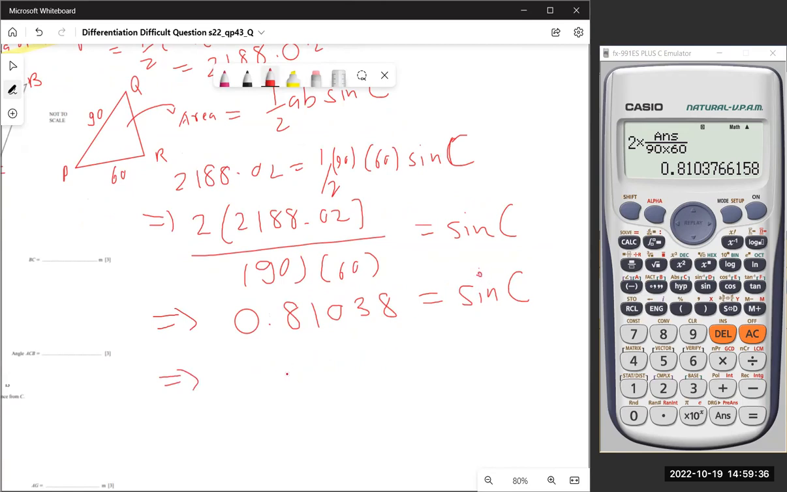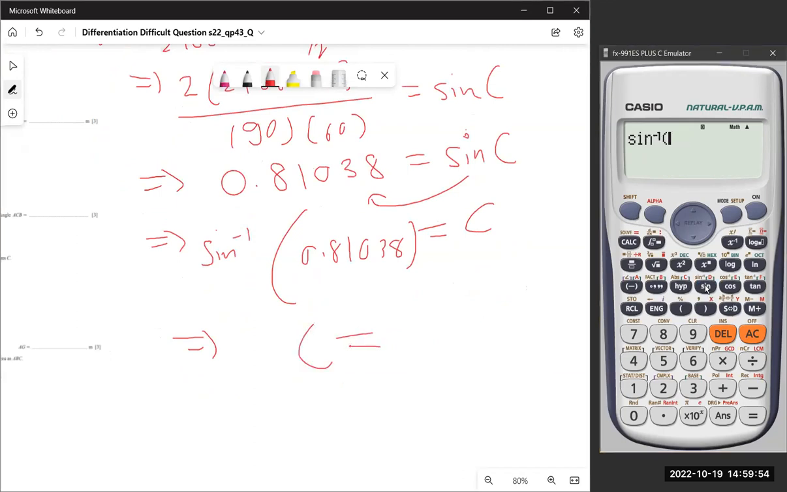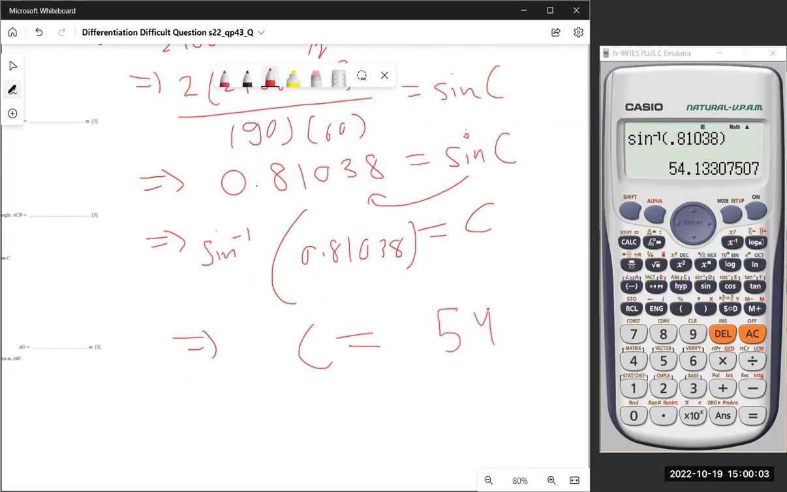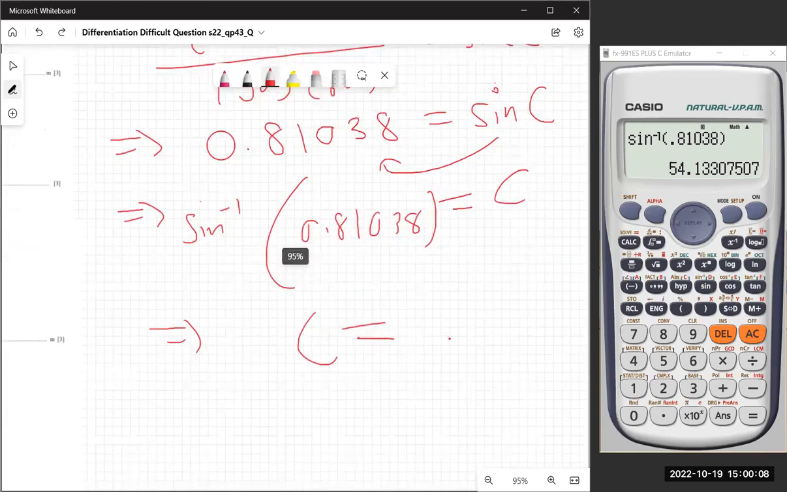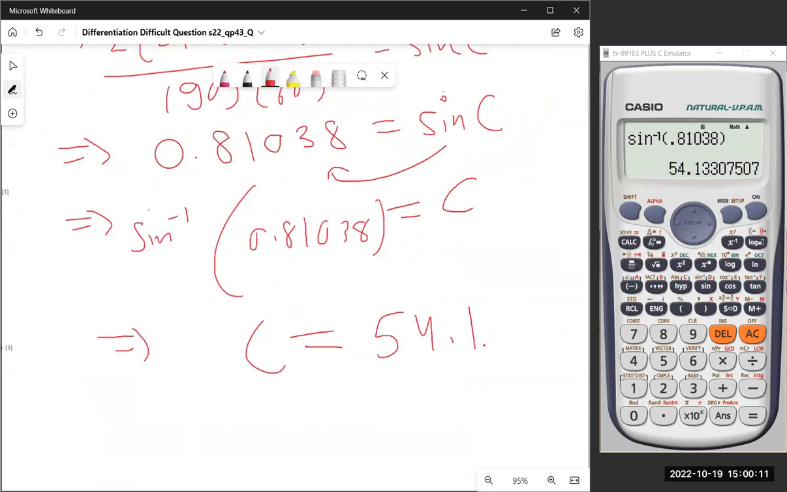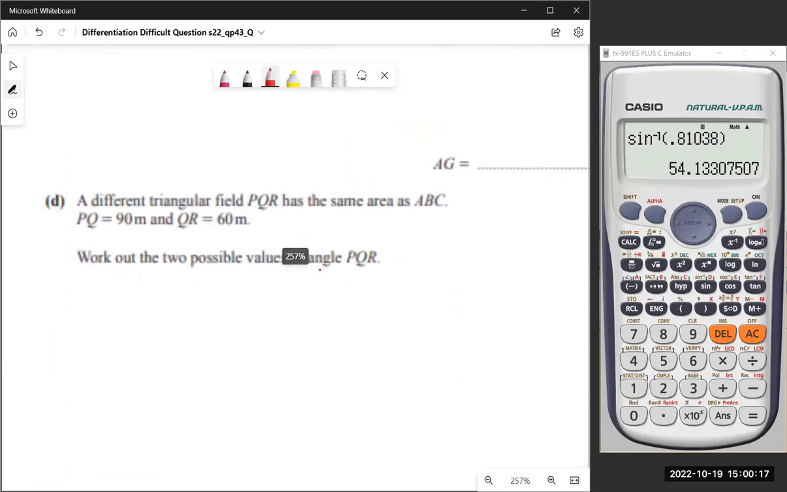Now to find sine C, all I have to do is take sine to the other side, and then I'll inverse it, sine inverse of 0.81038. So what is C? You do sine inverse and then press answer. So it's 54.1. Now they're telling us to give 2 possible values of the angle.